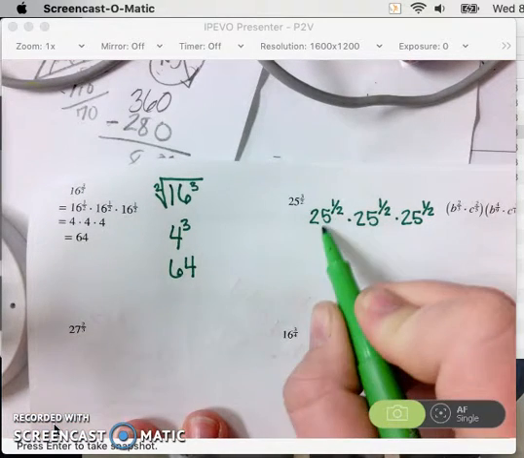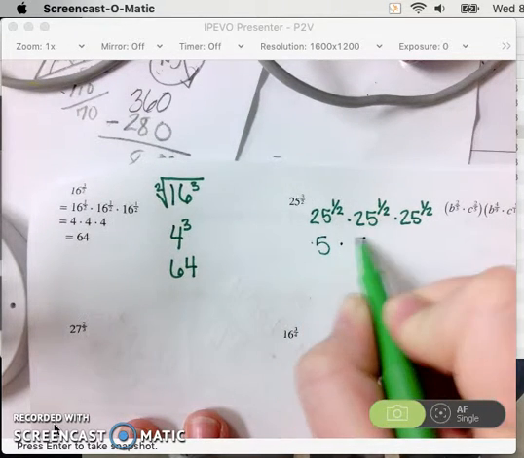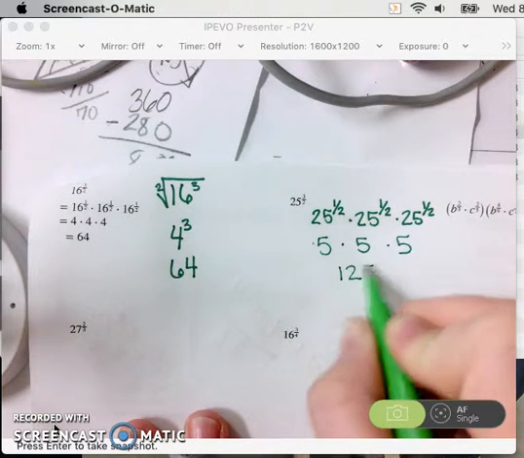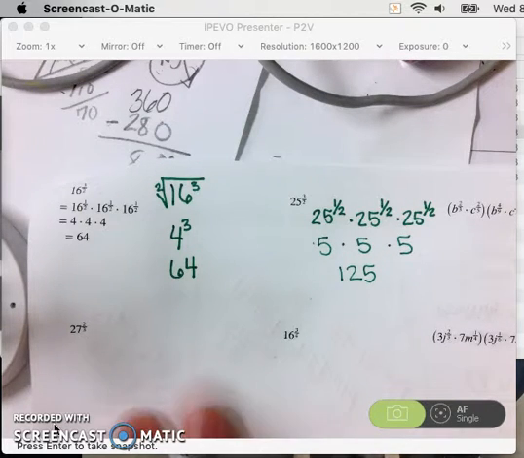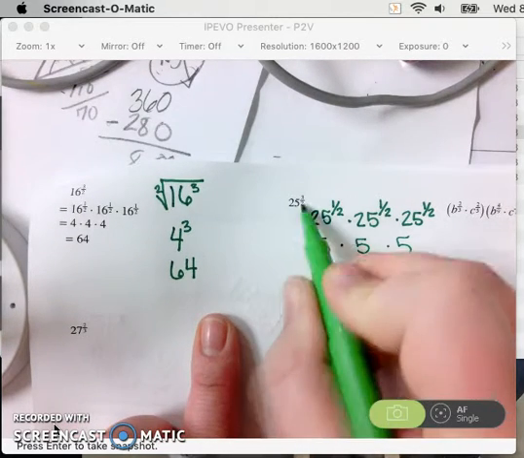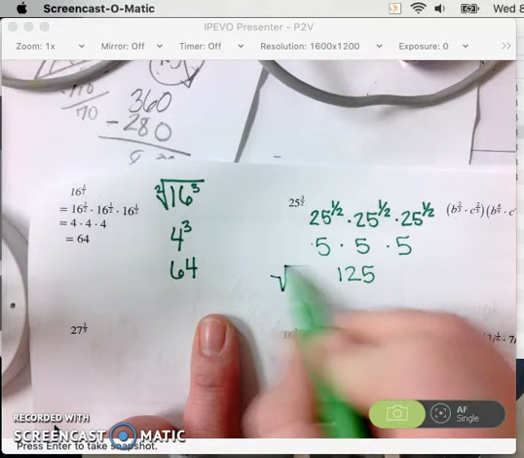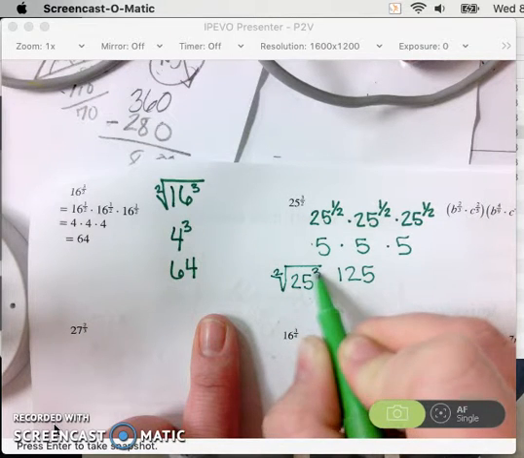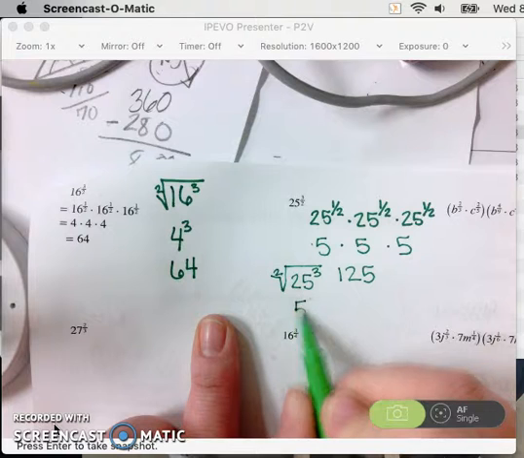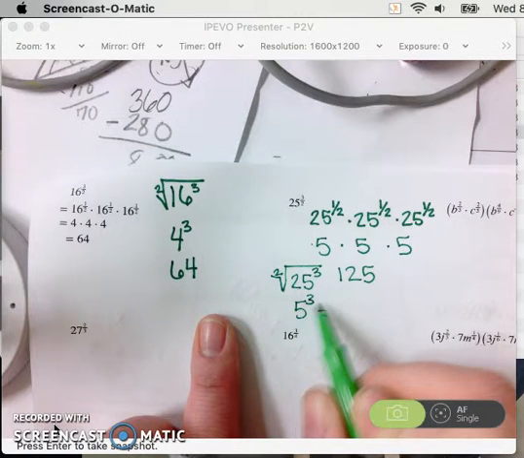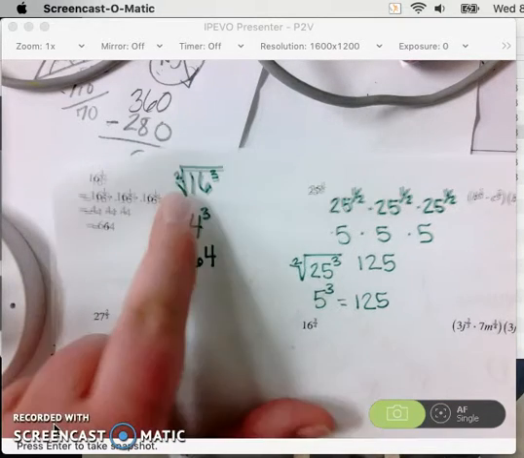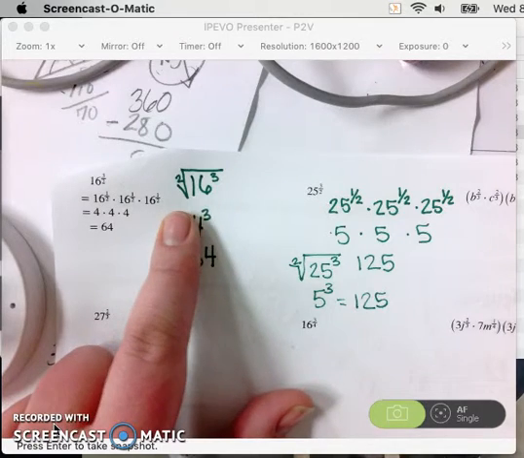Okay, first, what's the square root of 25? That would be 5 times 5 times 5, which is 125. Sorry, not plus, multiplied by 5. Again, I can bring my denominator out to be the index. So my index is 2, 25, and 3. So the square root of 25 is 5, and multiplied by itself 3 times or cubed, which would get me 125.